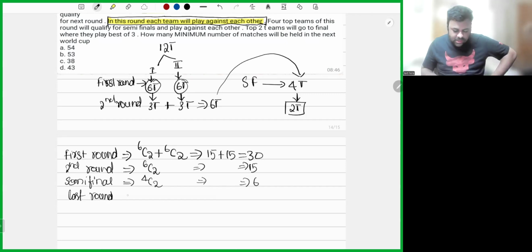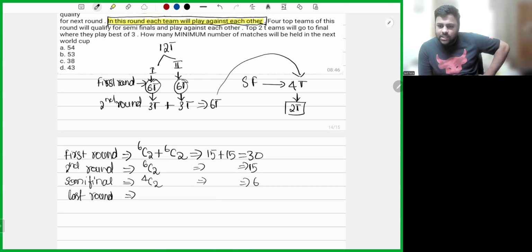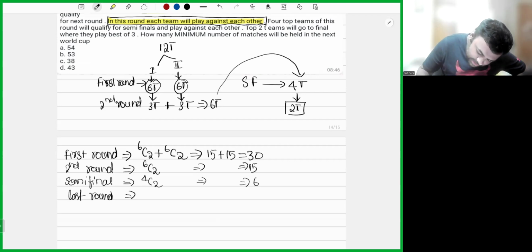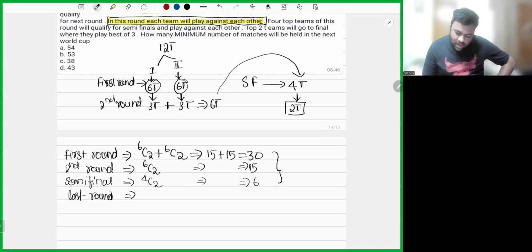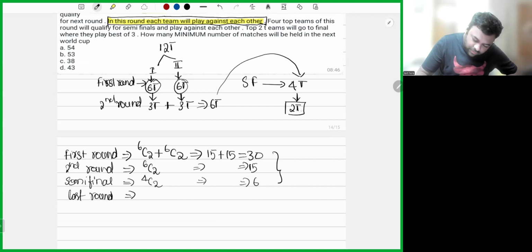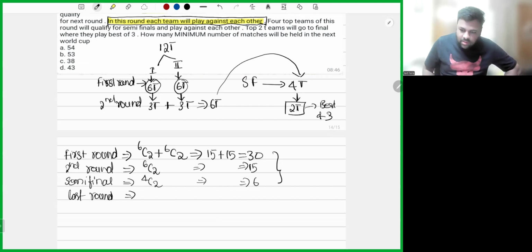Now, my dear friends, we are not assuming a draw; there's no concept of draw here. So how many minimum number of matches will be held in studying? These three are compulsory going to be held. Now in last round, how many minimum matches will be held? These two teams will play best of 3. So can I write here last 3 matches will be held? No, I can't say last 3 matches will be held.